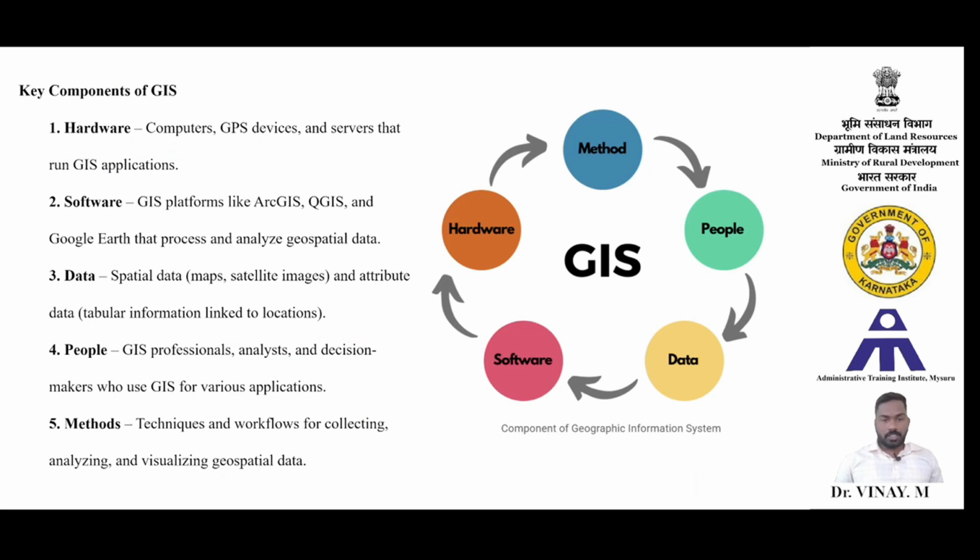So in general, from a broader perspective, GIS is classified into 5 different components: the hardware, software, data, people and method. One by one we will explore and see how every component contributes to geographical mapping and visualization.